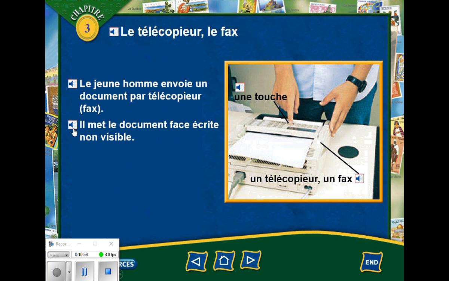Il met le document face écrite non visible. All right, so this word here, face, it looks like face, right? And that's literally what it means here. You know, in English, we say face down or face up. That's what we're talking about here. So face écrite, this comes from the verb écrire, which is to write, means written side. This is the written side. And then it says non visible, not visible. This is how in French you say face down. He puts the document face écrite non visible, written side not visible, or face down. He puts the document face down.